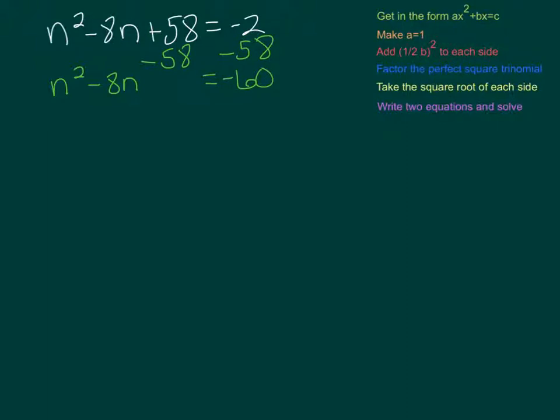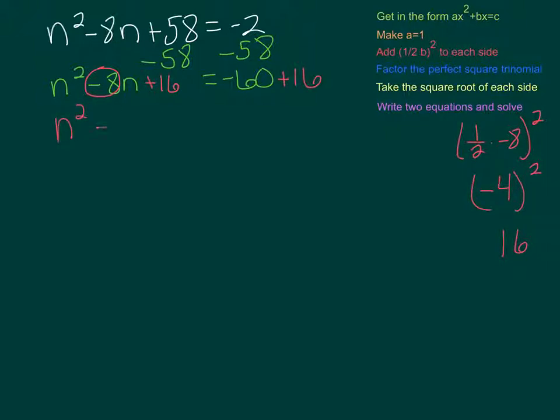Our next step is to make a equal 1. Whether you have common factors or not, a has to equal 1, which in this case it already does. So we can go on to the next step. Our next step is to add 1/2 b squared to each side. This right here is our b. So we need to take half of that, which is negative 4, and then we need to square it, which is 16. So we will add 16 here and add 16.